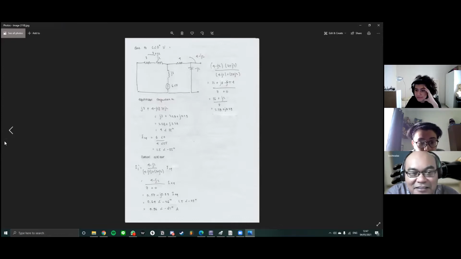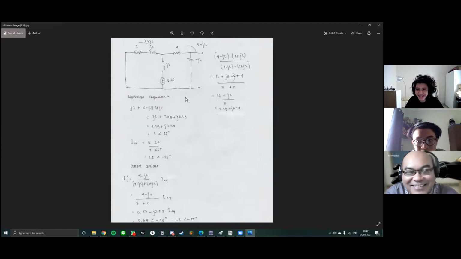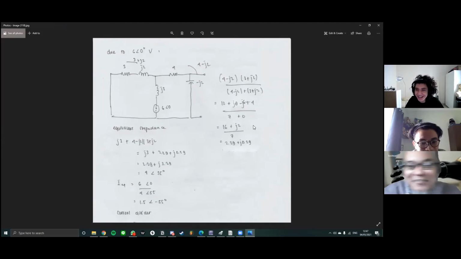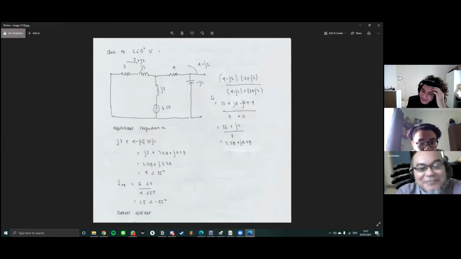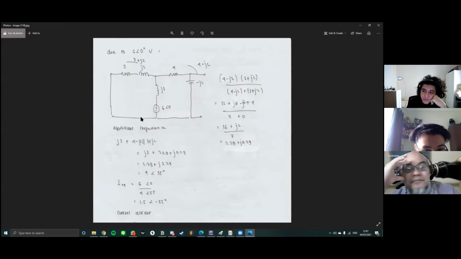Please enlarge it. I cannot read. Okay, sorry. Sorry, sir, I'm not as young as you. This is from the 6 volt source with phasor of 0 angle. Here it's a similar method to the previous one. We parallel and series some elements, and the result from this perspective is 1.5 with a phase angle of minus 55 degrees.